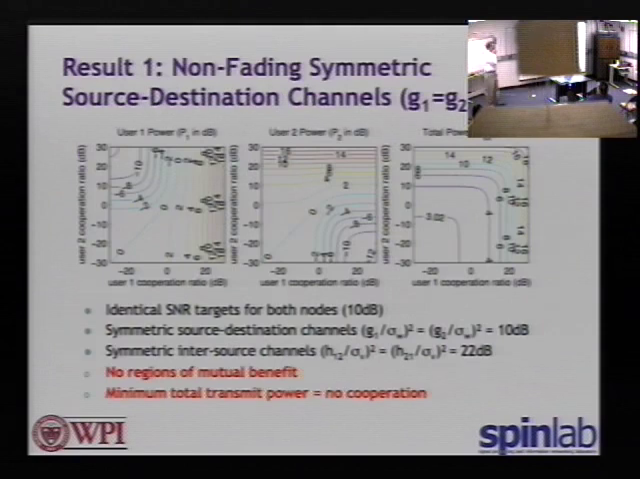So with all that machinery in place, let's look at the simplest possible case. Let's look at non-fading channels. This isn't really a particularly good application of cooperation, but let's just look at non-fading channels. And I'm assuming that I've got symmetric source destination channels, so both nodes have the same quality channel to the destination.